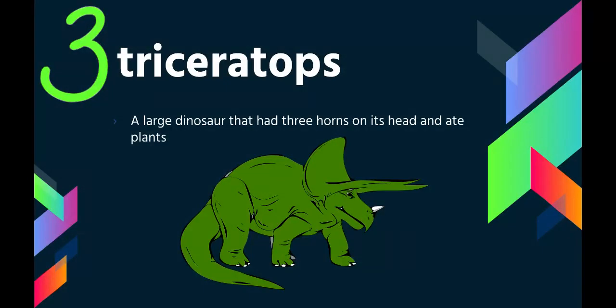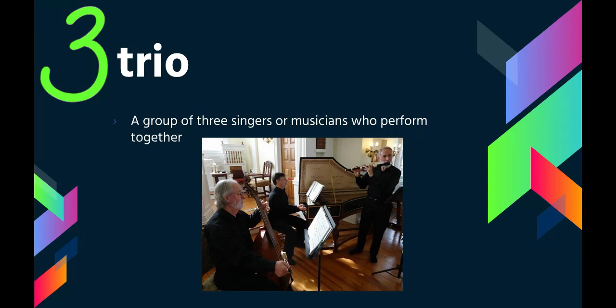Triceratops, this is a large dinosaur that had 3 horns on its head and ate plants. You can see there's 2 big horns and 1 little horn. Triceratops. Trio is a group of 3 singers or musicians who perform together. So you can see that there are 3 men in this picture, all playing a different instrument. They are a trio.